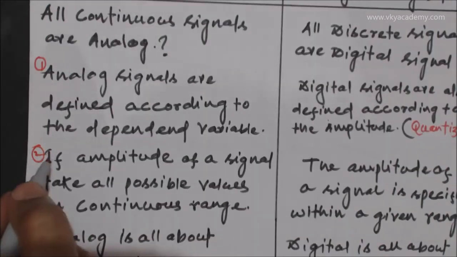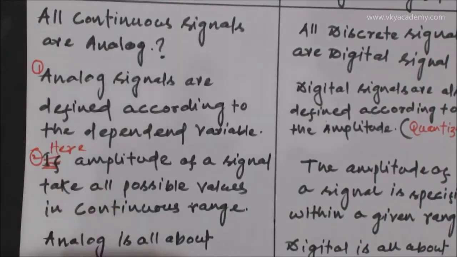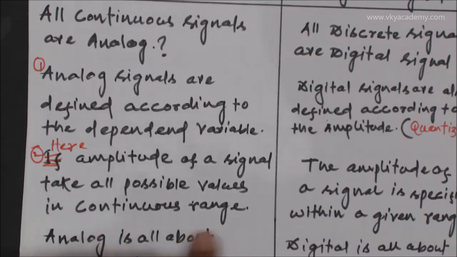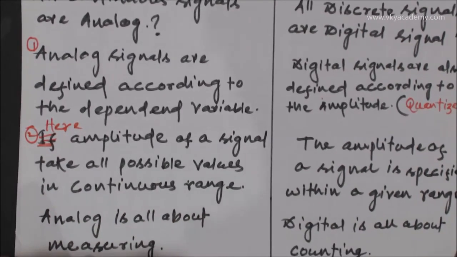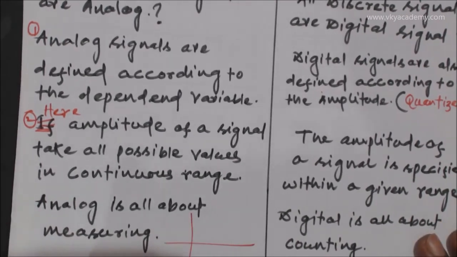Next is, here the amplitude of a signal takes all possible values in a continuous range. Okay, we can say that if we have a signal where this is t and this is x of t, and if we have a possible range from 1 to 5, then the amplitude of the signal takes all possible values in this continuous range.